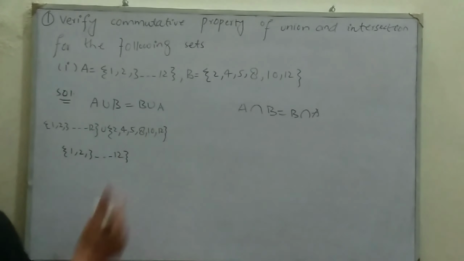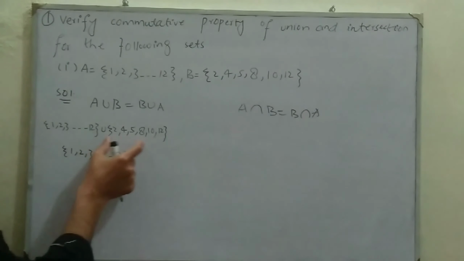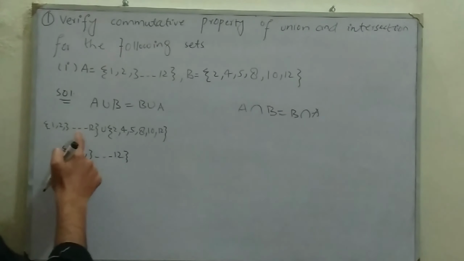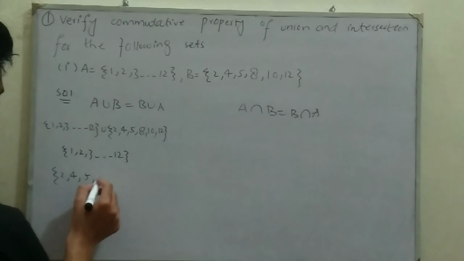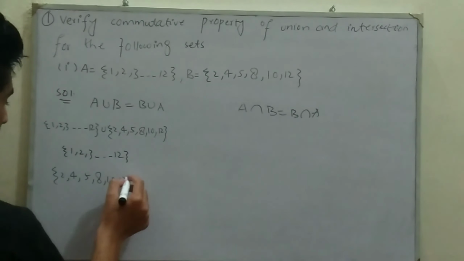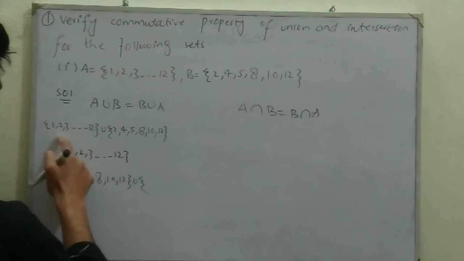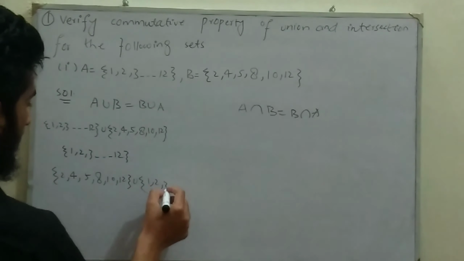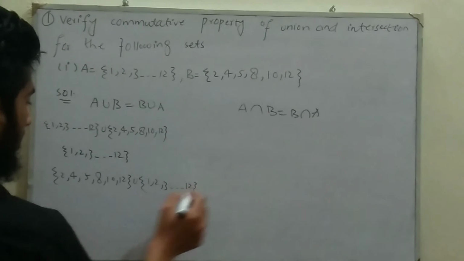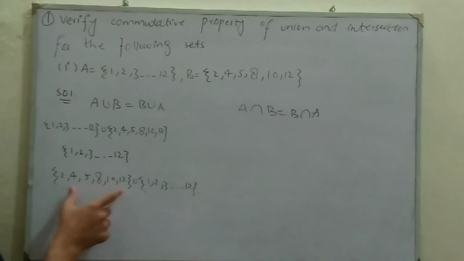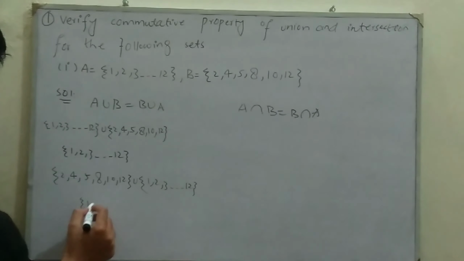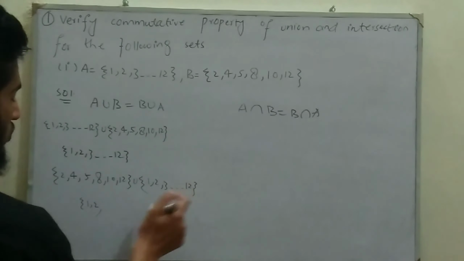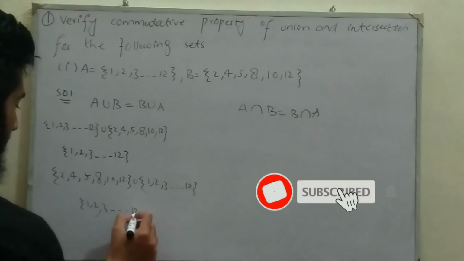Now finding B union A. So just reverse B and A: B will come to the front and A will come on the right hand side. So {2, 4, 5, 8, 10, 12} union A, where A is 1, 2, 3 and moves to 12. Their union will be all those elements which are included in this set and this set. So all the elements are 1, 2, 3, 4 and goes to 12.